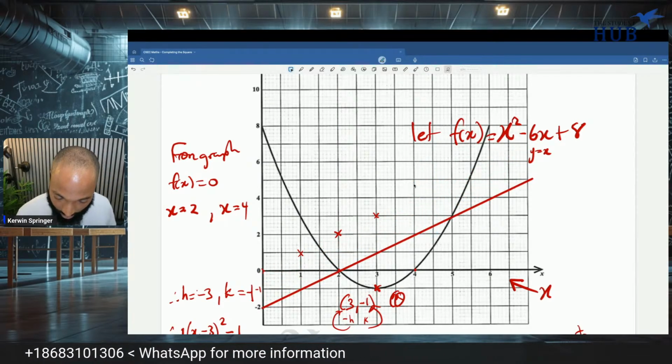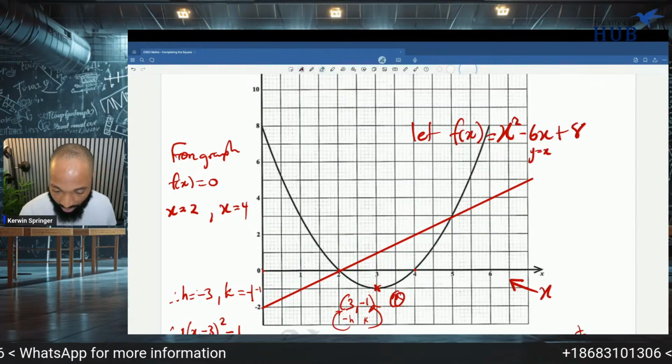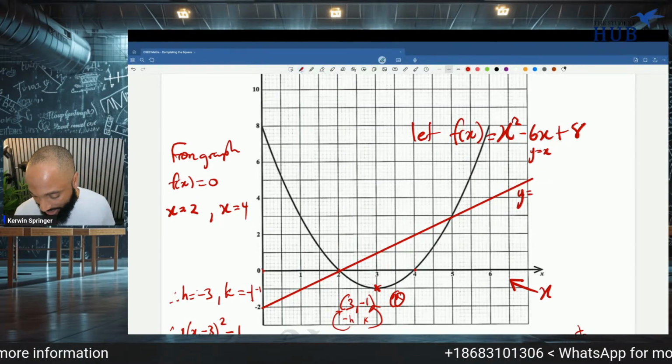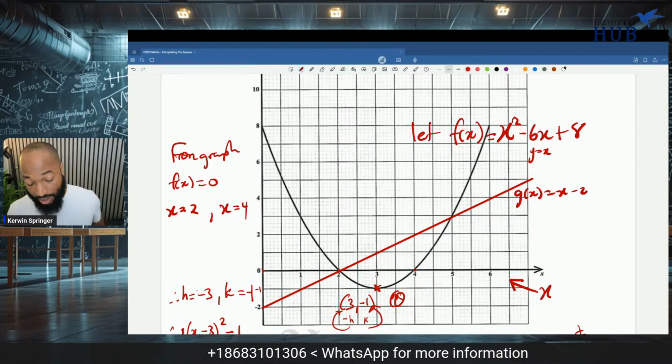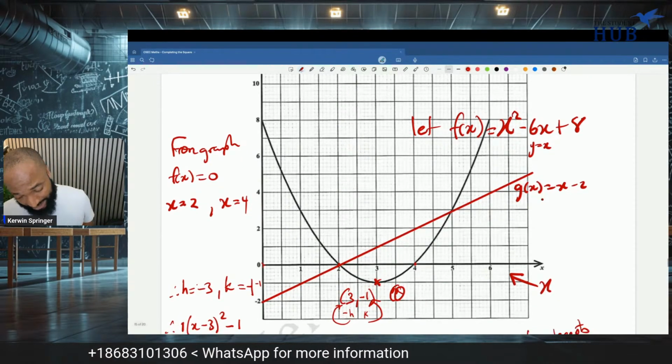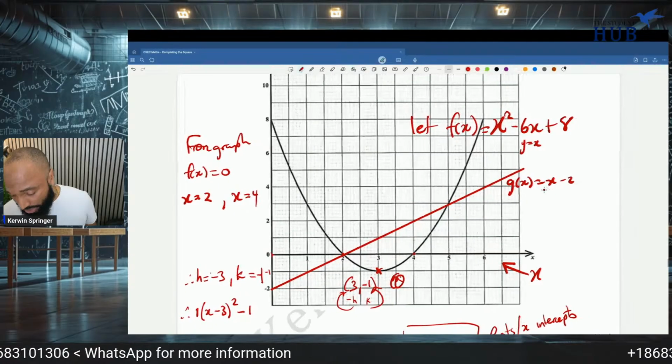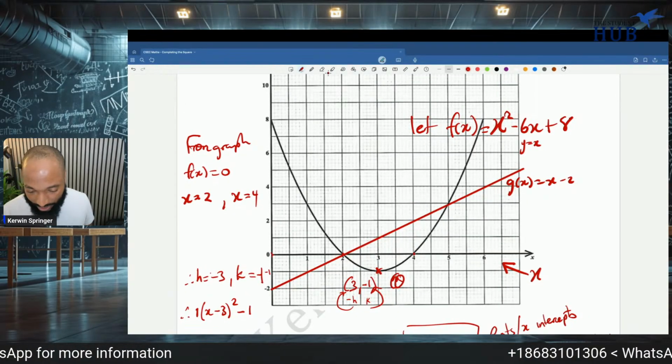That's our line. Now I can also find out this line another way. This is g of x, they said. g of x is equal to x minus 2. This needs an understanding of coordinate geometry. Pretty good to just quickly come up with this here.